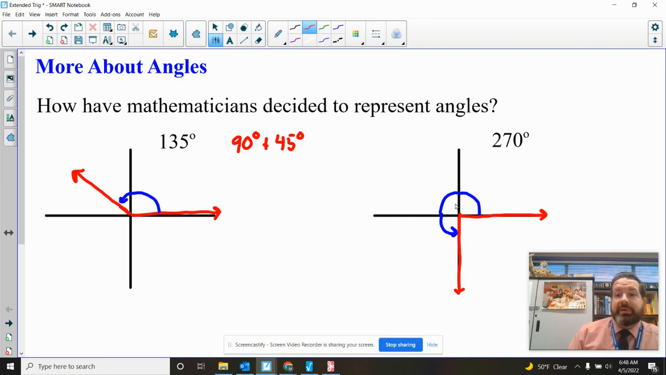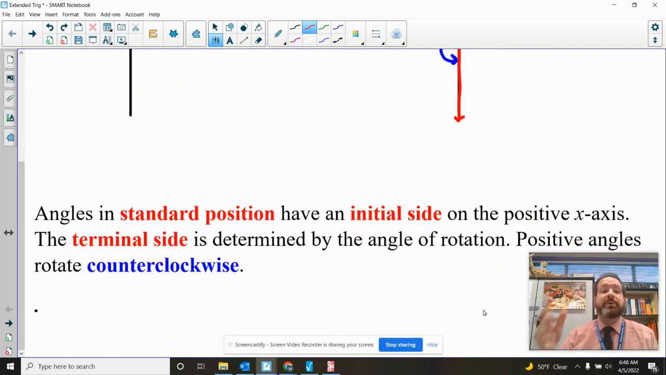So the angle is the blue journey, right? Positive 135 degrees, positive 270 degrees. The sides of the angle, initial and terminal, are the two red rays that are drawn in the sketch. So some terminology. We call these angles standard position because they start on the positive x-axis, and to get to their terminal side, you rotate counterclockwise until you get through enough degrees to end up where you need to end up.